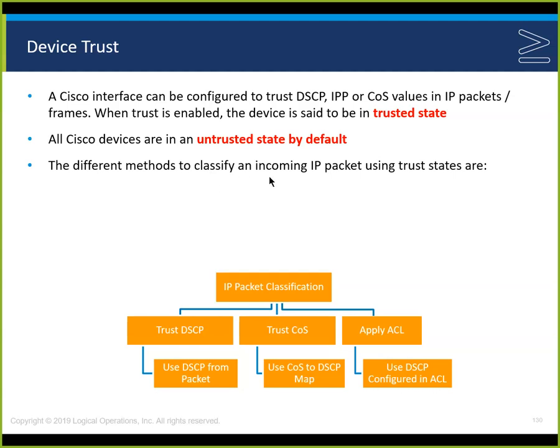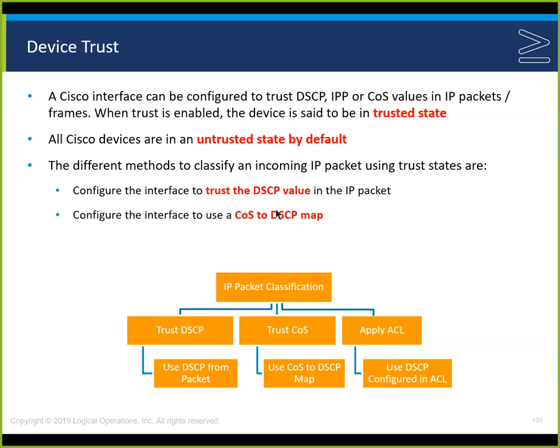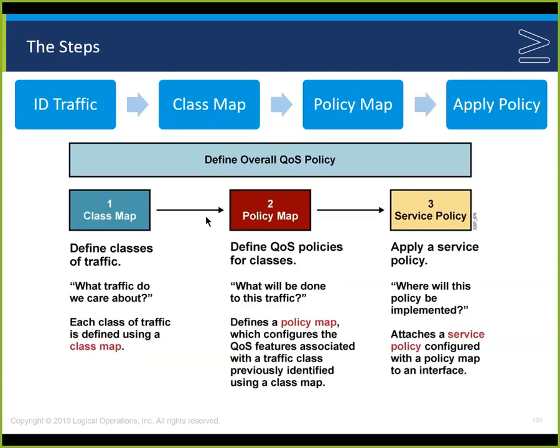Different methods to classify the incoming packets the trusts are: configure the interface to trust the DSCP value, where we would use the mapping to map one to the other; configure to trust the class of service to DSCP map; and then apply a standard or extended access control list to classify the traffic, and that's what we're going to look at.